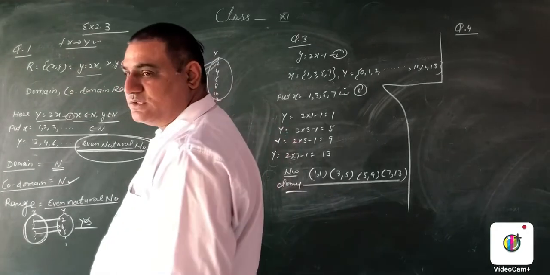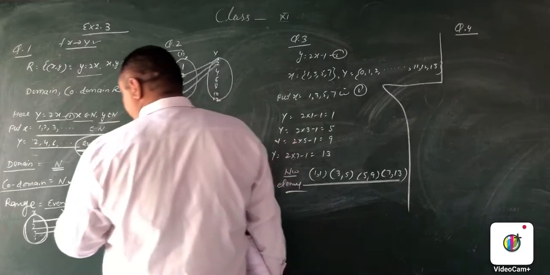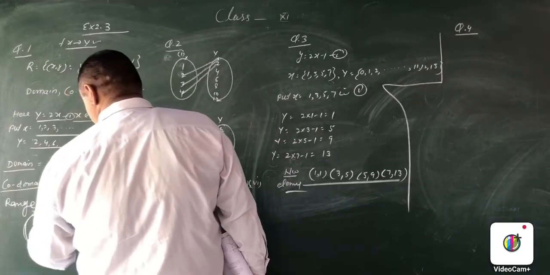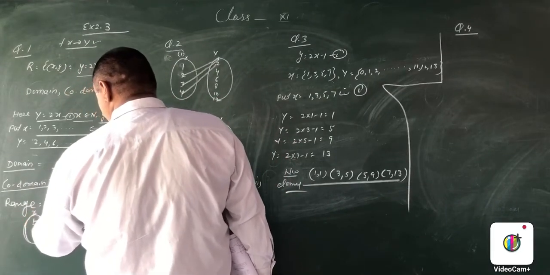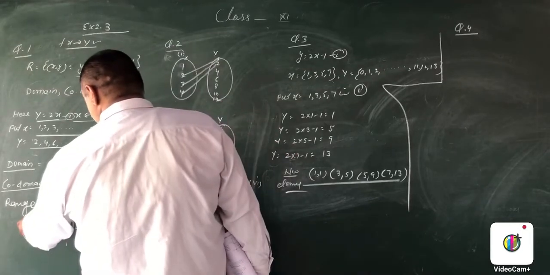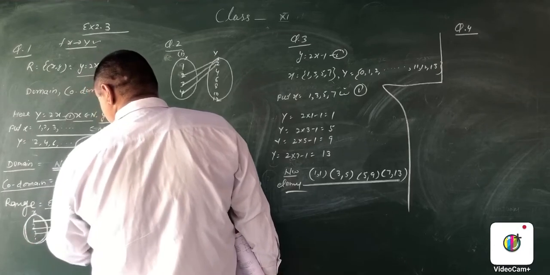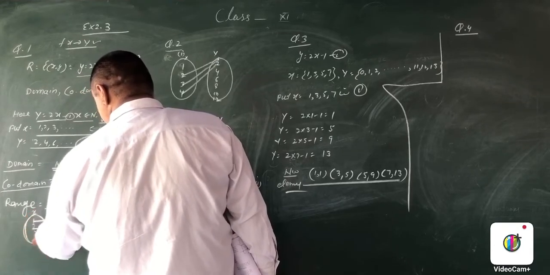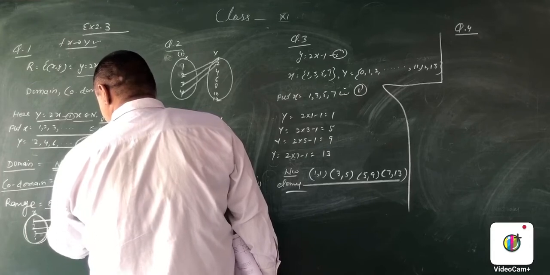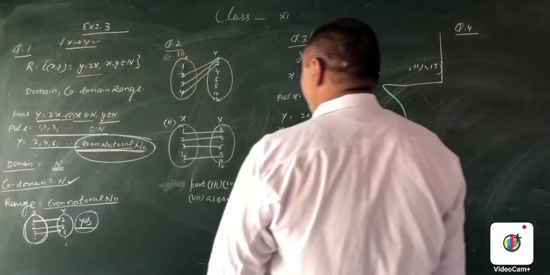Now we discuss whether this is a function, yes or no. Every element of x has at least one image in y. Here we see that 1 is associated to 2, 2 is associated to 4, 3 to 6, and so on. Since every element of x is associated with an element of y, this is a function. So this is question number one.